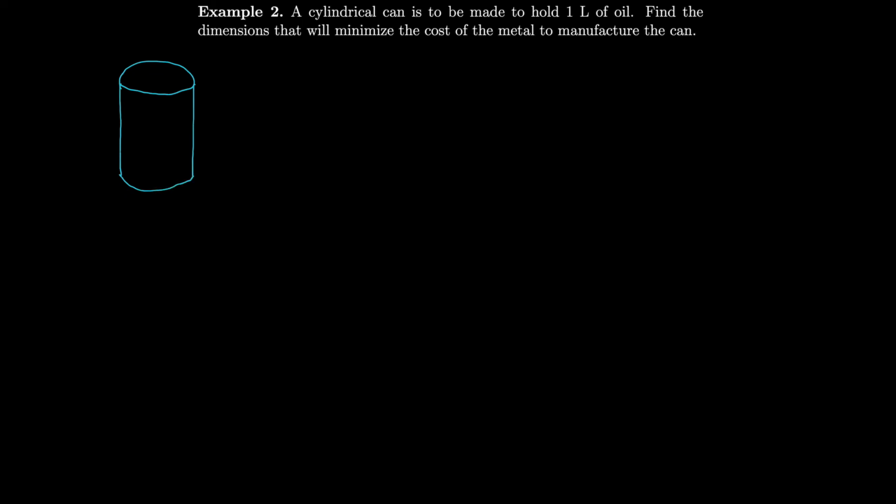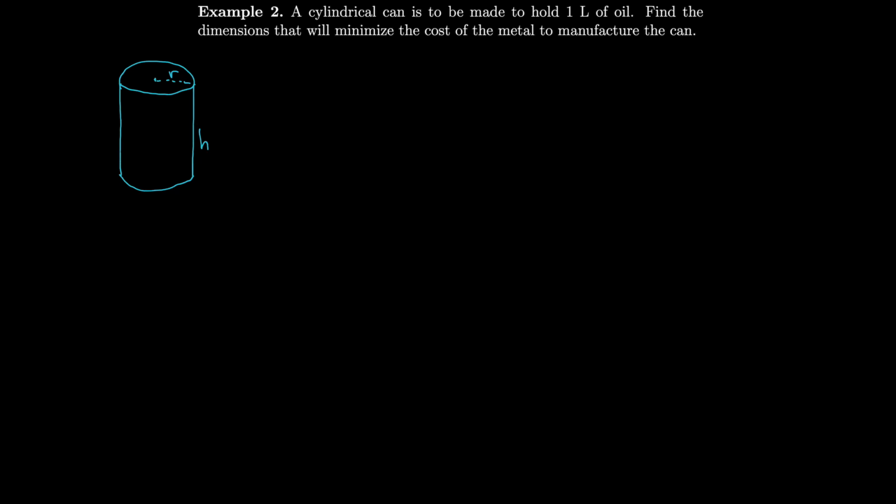Okay, not my worst can, not my best can. Let's say that the radius is right over here, and let's say that the height is over there. So we'll call the radius of the can r and the height of the can h. So these are the dimensions of the can. We need to find the dimensions that minimize the cost of metal to manufacture the can.